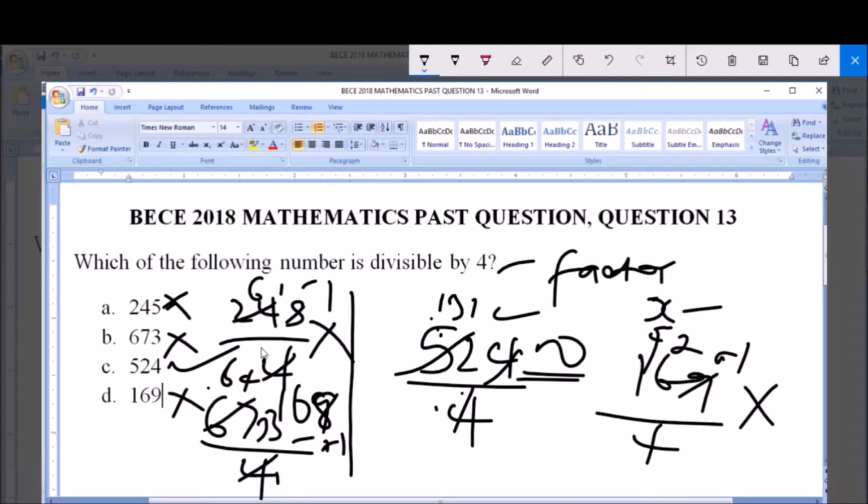You can now see when we say a number is divisible by a number, it means that this 4 is a factor of that particular number, and it means that this 4 must go into that number without a remainder. And like you can see, 4 will go into 245, 61 times with remainder of 1. So it is wrong. 4 will go into 673, 168 times, remainder 1. So it is wrong. 4 will go into 524, 131 times without a remainder. So it is correct. And 4 will go into 169, 42 times with remainder 1. So it is wrong. So our final answer here is C, 524.